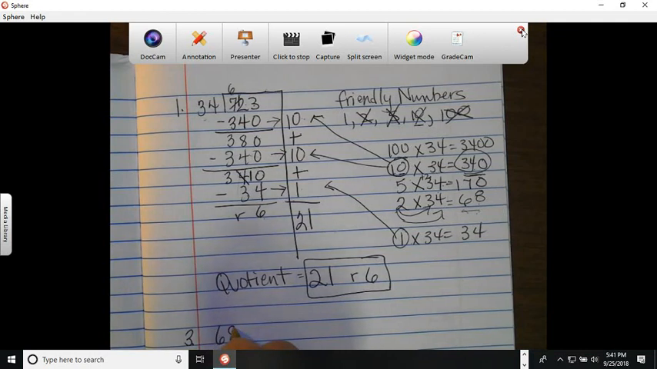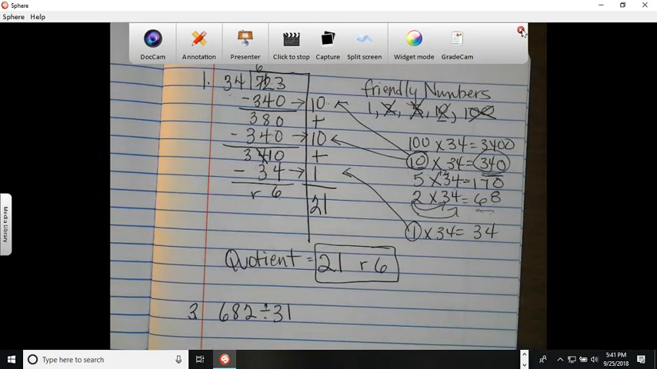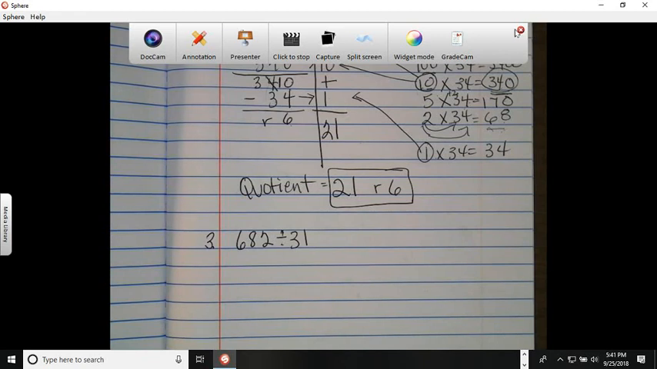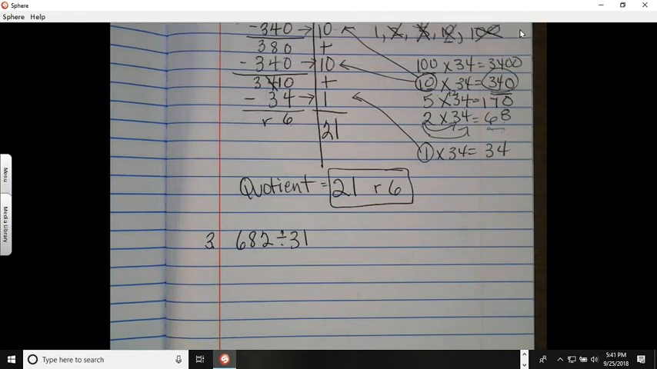Here I have 682 divided by 31. Sorry about that. I'm going to move it up, and let me move this out of the way. I thought I had gotten rid of that.